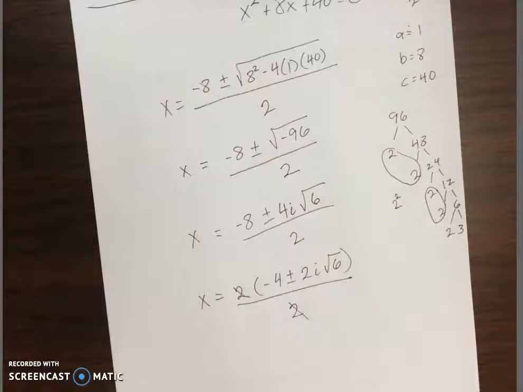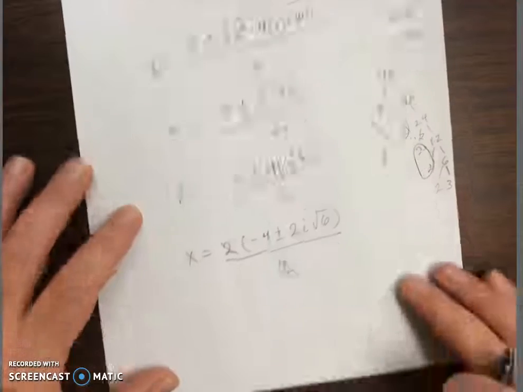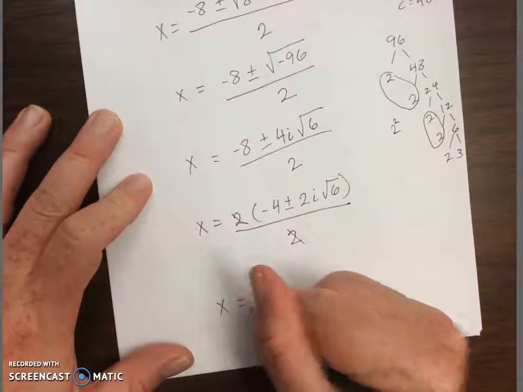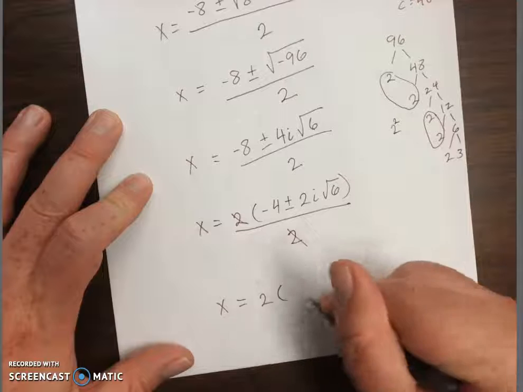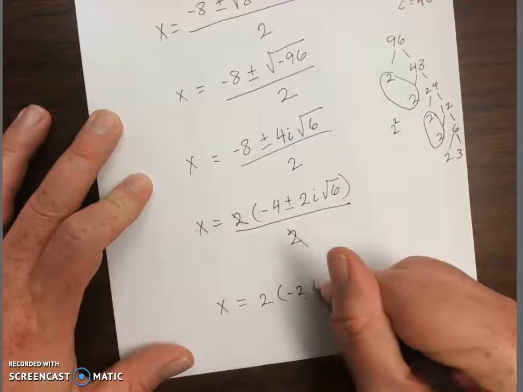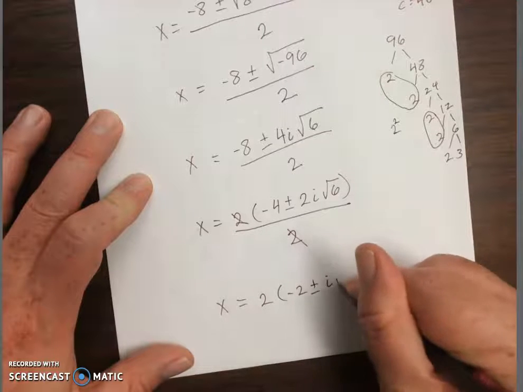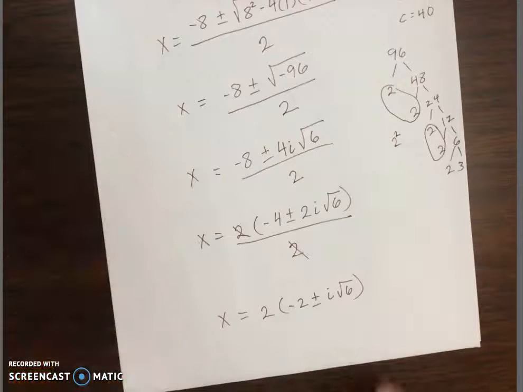If I factored out that 4, then I might have gotten an answer like x equals 2 times negative 2 plus or minus i square roots of 6. That's an okay answer too. Both of those answers are sufficient.